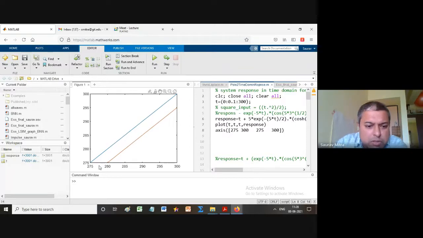Look, the blue line is the input. At 275, the amplitude is 275. At 300, the amplitude is 300. So this is the unit ramp. And at 280, you can check how much the amplitude of the output is. At 280, the amplitude is 275. That means the difference between 280 and 275 is what? At any point, you just draw a perpendicular line, and on that line, whatever the input and output are, the difference will be maintained at 5.